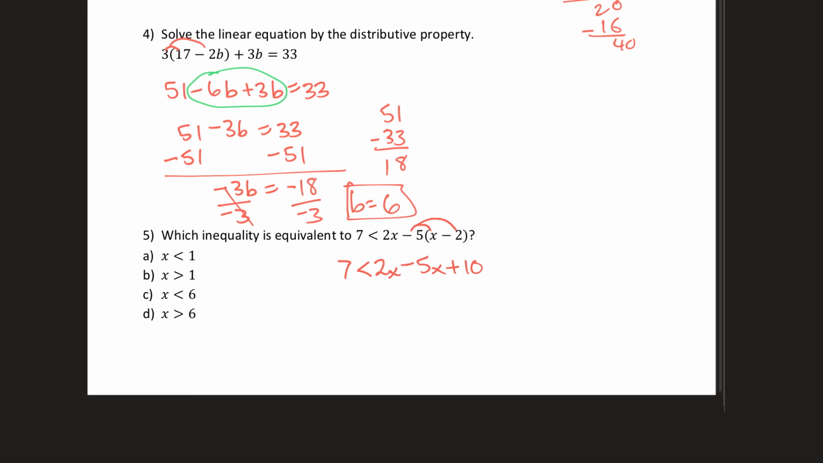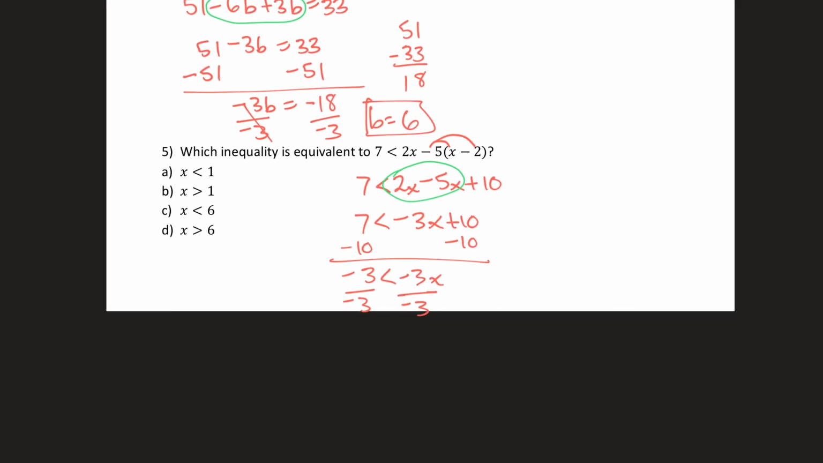I'm going to combine my like terms to get negative 3x plus 10, and that's 7. I need to subtract 10 from both sides, and that's negative 3 is less than negative 3x. And my last step is to divide by negative 3. And finally, I have 1 is less than, oh, I had to divide by negative. I have to switch the direction of the inequality there. So that's going to be like that. And these cancel, and I have x.